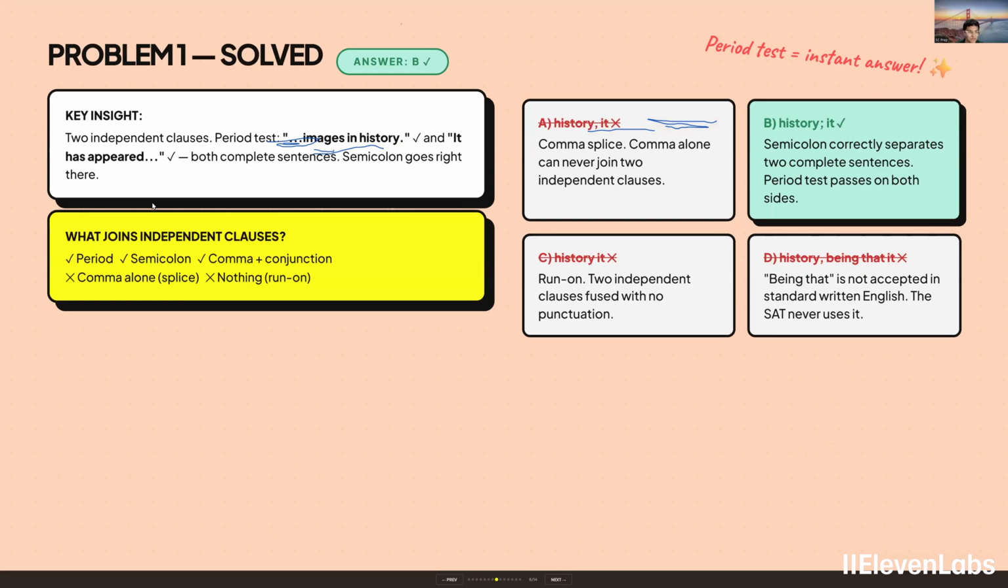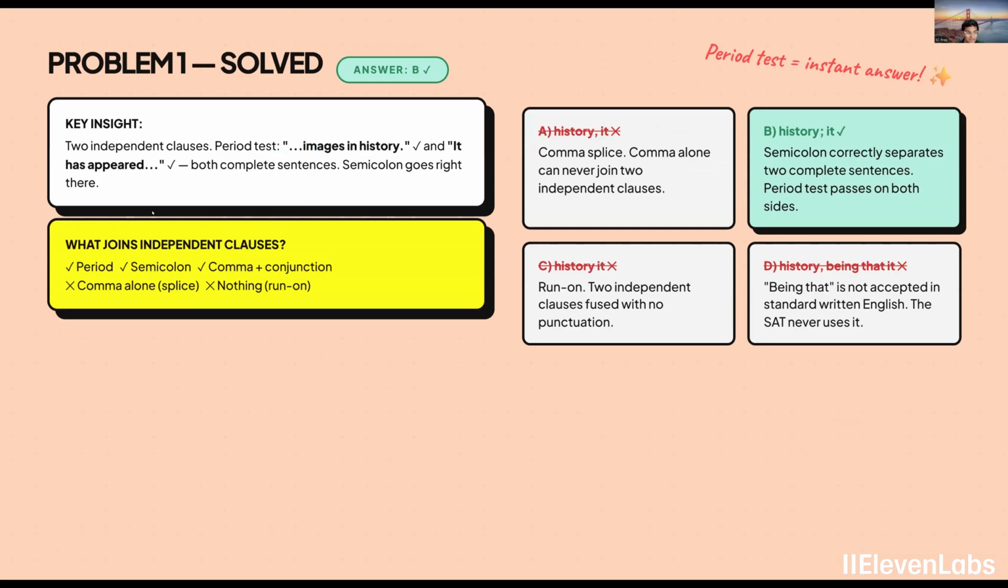Let's look at this quick summary. The key insight here was that you were going in between two independent clauses. And the period test works since both were independent clauses, meaning the semicolon can work there as well. And A was wrong since you had the comma splice. B is correct since they were both two complete sentences. C was wrong since it was a run-on, and D was wrong since we never accept that in standard written English. So let's move on to the next problem.